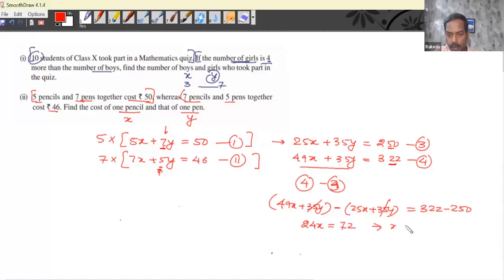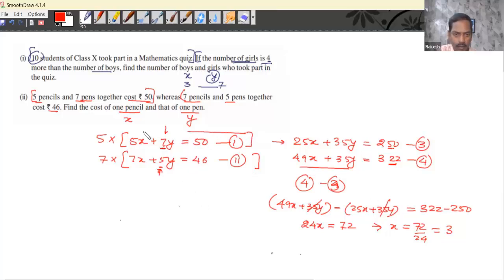So clearly the value of x will be 72 divided by 24, because we have to divide both sides by 24. So here the answer would be 3, right? The answer would be 3. So we have got the value of x. Now how to get the value of y? Simple. You just pick any of the equations and substitute the value of x there.